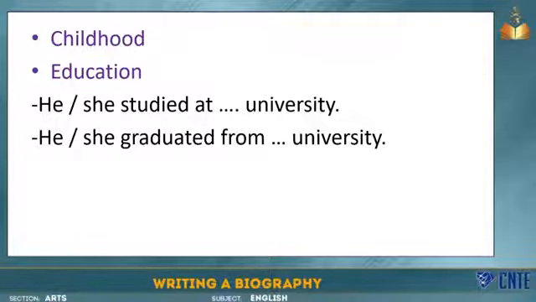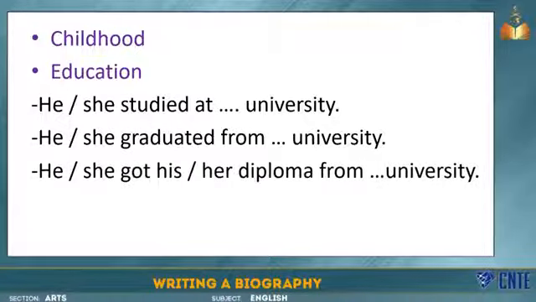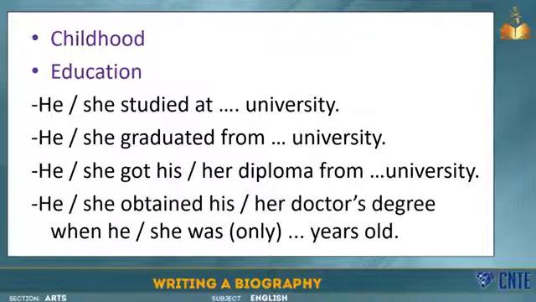You can also say, he or she got his or her diploma from, and once more, you mention the university name. Finally, you can write, he or she obtained his or her doctor's degree when he or she was only, and a number, years old. You'd better write only if you want to emphasize the age of the person who was remarkably young when he graduated or when he accomplished a great achievement.